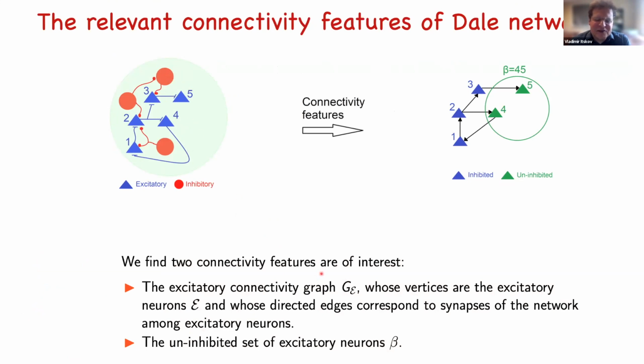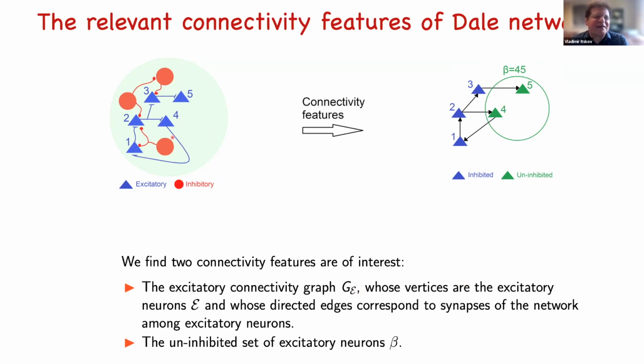And we collect two objects. One is the excitatory connectivity graph. We denote this as GE, E for excitatory, which basically takes all the blue connectivity and strips out all the red. Red here is inhibitory, blue is excitatory. So it's very simple: it's the excitatory subnetwork connectivity.